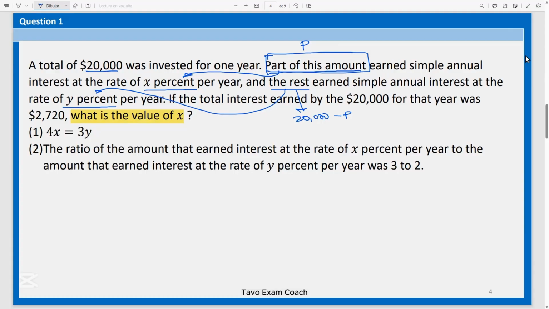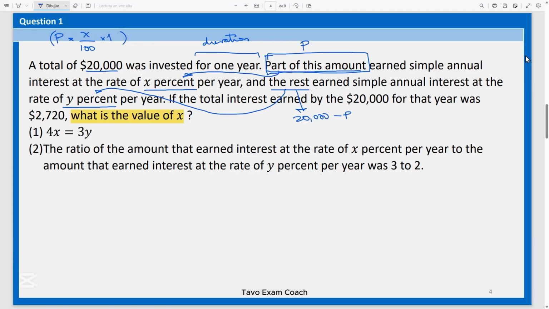So according to the formula of simple interest, the interest earned by the first part of the $20,000 would be that amount of money multiplied by the annual interest rate of X%, X over 100, multiplied by the duration of the investment, which was 1 year. So we would have to multiply this by 1. So this is the interest earned by the P dollars.